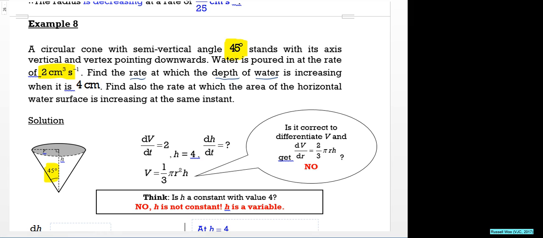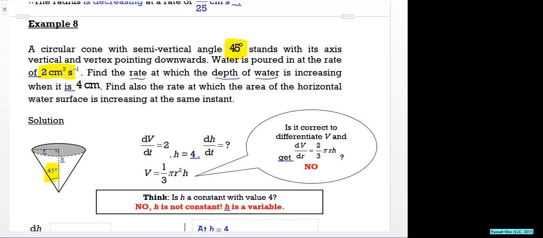I probably should have left this empty, because actually it's the most important part. Can I have attention, please? The most important part is to break this problem down and write all this. You say, okay, I know dV/dt is 2, since water is poured in. You want to find dH/dt equals question mark, when h goes to 4. Then you write down the volume is 1/3 pi r squared h.